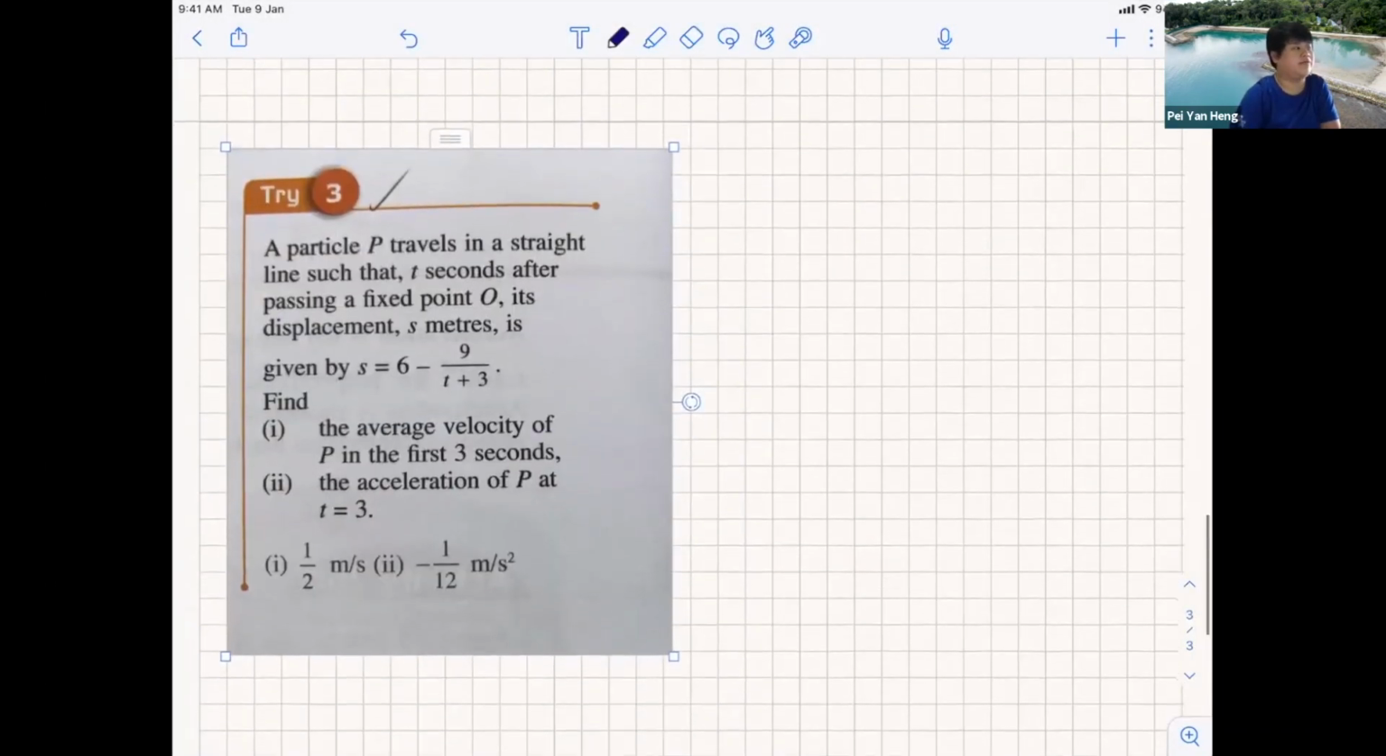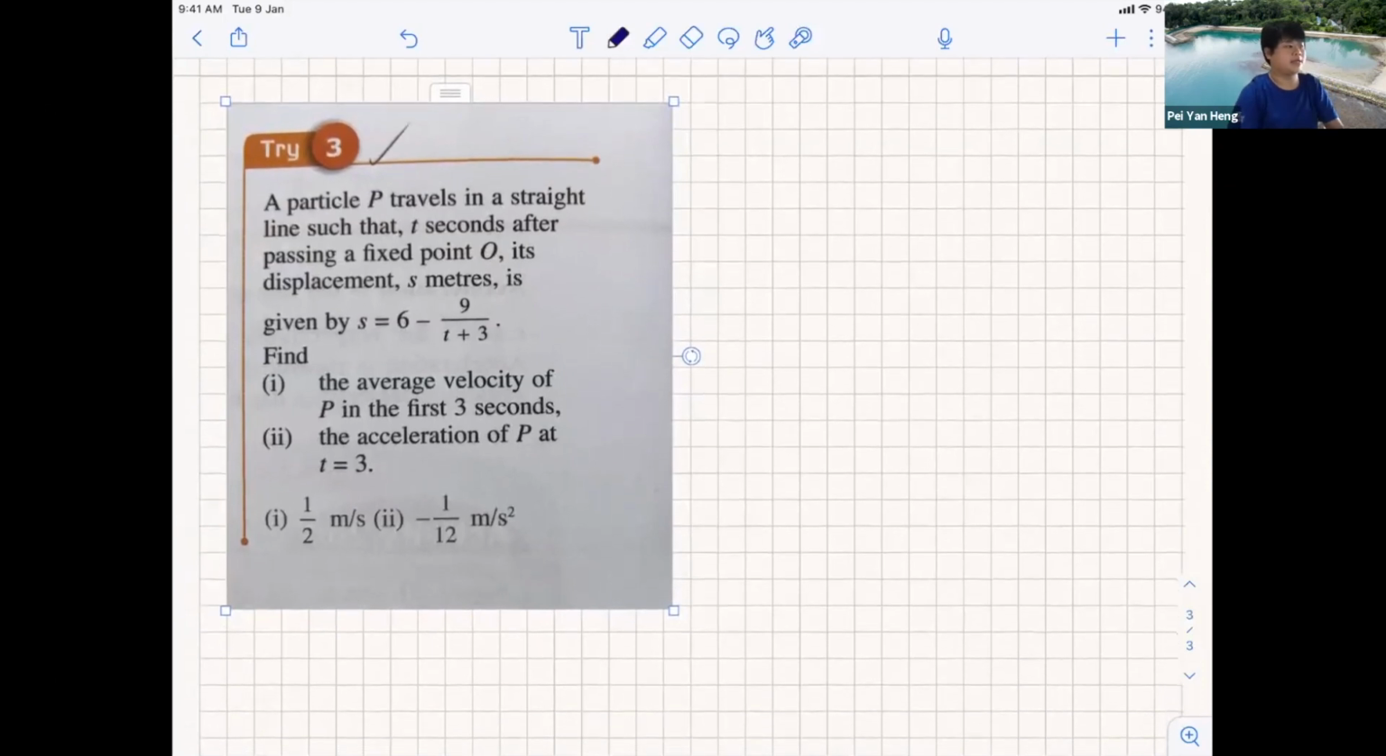In Try 3, we have a particle traveling in a straight line such that t seconds after passing fixed point O, its displacement is given as such. So from here, there are certain important things that we know. When t equals 0, we know that s is 0.